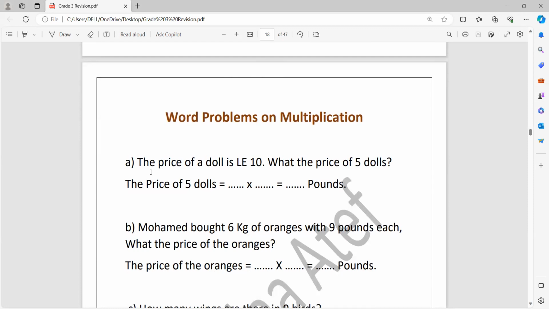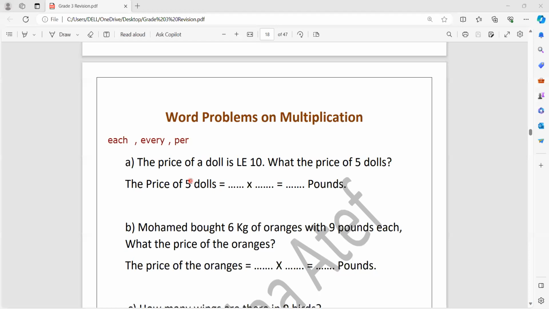What about the word problems on multiplication? We have some story problems, and we are going to get the numbers and make multiplication for them. The keywords of multiplication: when I read the story problem, I'm going to find a number which is repeated, or the word each, or the word every, or the word per. When we have these words, it means that we are going to make multiplication.